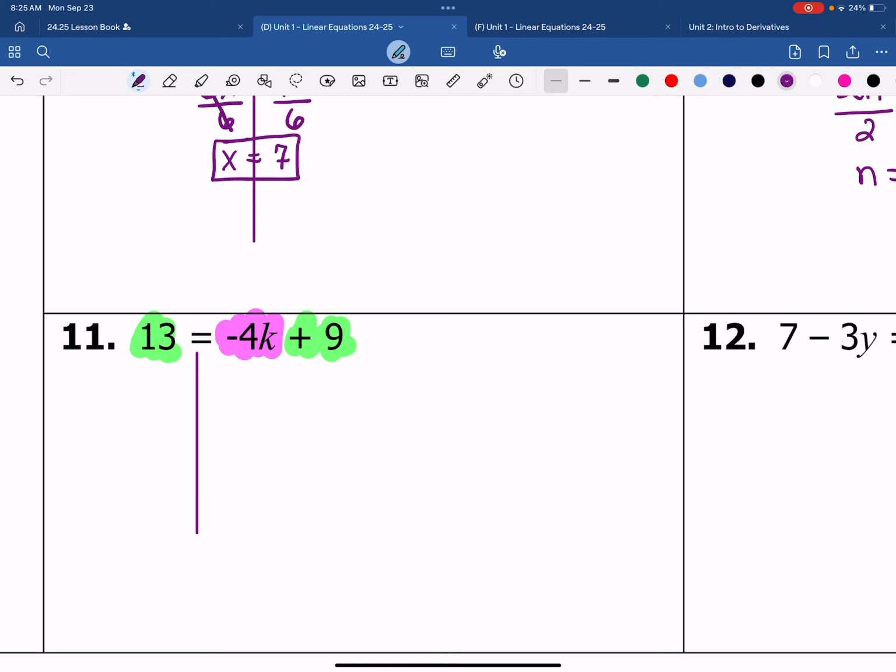So since I have a pink and a green on this side, I'm going to go ahead and subtract 9 in order to get that constant term over to the other side of my equation to keep this thing in balance. So I have 4 equals, always make sure you bring down that negative, a negative 4k. Now I have multiplication. To undo multiplication, I divide, and I divide by whatever that coefficient is. So in this case, it's negative 4. 4 divided by negative 4 is negative 1 equals k.